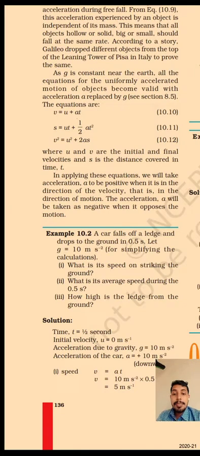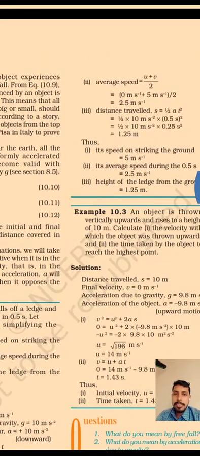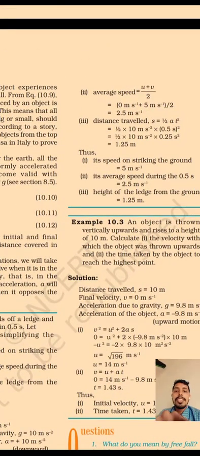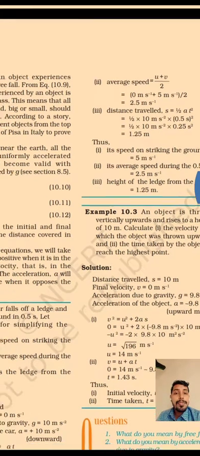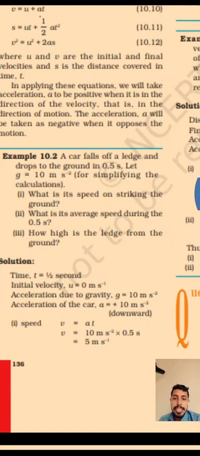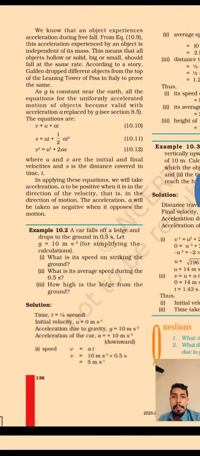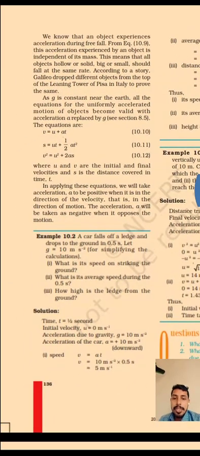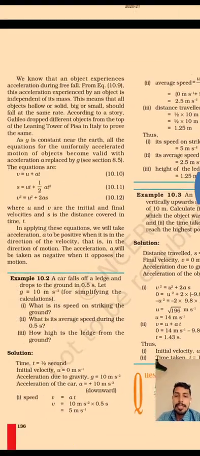The next point we need to study: what is the average speed during 0.5 seconds? It is u plus v by 2, initial velocity plus final velocity divided by 2. Initial velocity is 0 and final velocity is 5 meter per second. We already calculated that. That is actually velocity, you can give that as velocity, not speed.